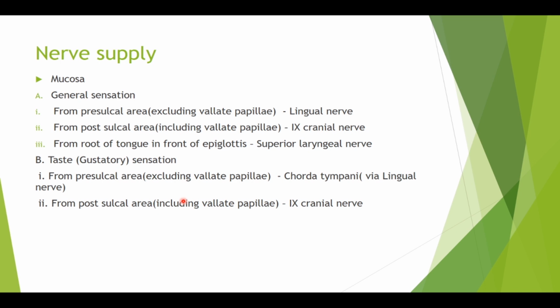Whereas the root of the tongue in front of the epiglottis is supplied by the superior laryngeal, that is the posterior most part of the tongue supplied by the branch of vagus. Okay. Then we move on to the taste sensation. Again, taste sensation is divided into anterior 2/3 and posterior 1/3.